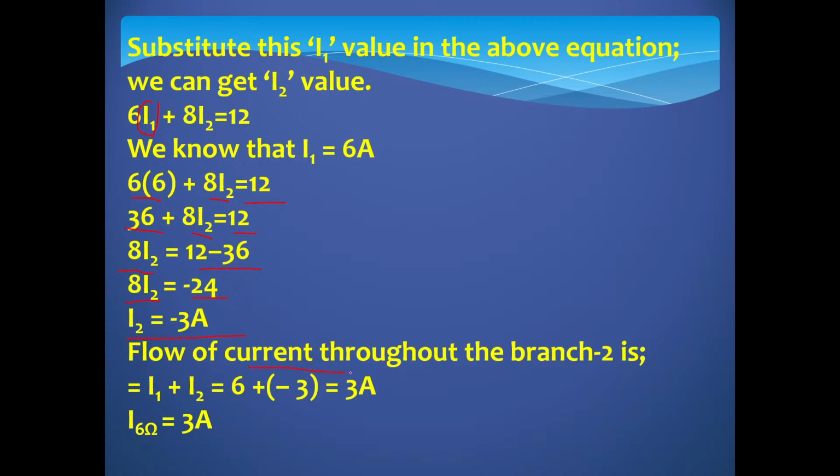So what is the current flowing through the middle branch? That is branch 2. What is the current? Both the currents are adding, isn't it? I1 plus I2. I1 current is 6. I2 we have got minus 3. So what is the current in branch 2? It is 3 amperes. So current in 6 ohms is how much? 3 amperes.